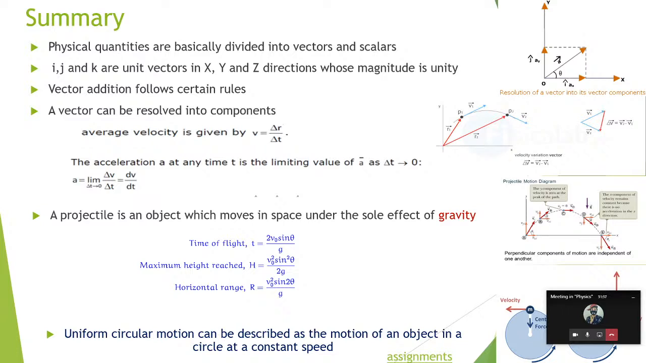Now the summary of this lesson, let's see. Physical quantities can be classified into vectors and scalars. Those quantities which have both magnitude and direction, we classify as vectors, and only magnitude means scalar. Then i, j and k are unit vectors along X, Y and Z, whose magnitude is unity and which point in those directions. And what are the different methods of vector addition?